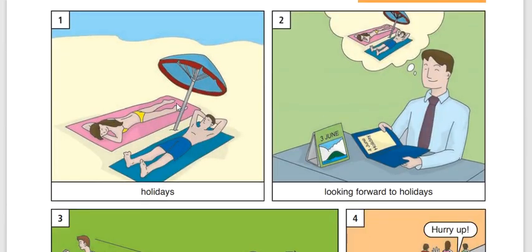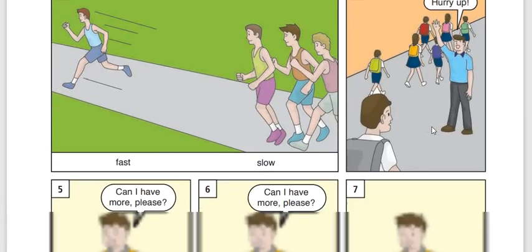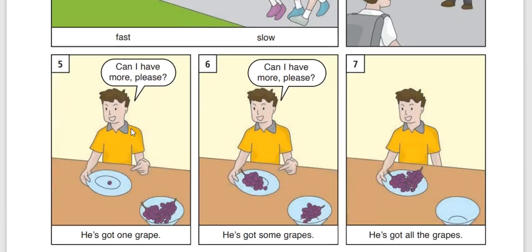Picture 1, holidays. Picture 2, looking forward to holidays. Picture 3, fast, slow. Picture 4, hurry up. Picture 5, can I have more please? He got one grape. Picture 6, can I have more please? He got some grapes. Okay, if you have more than one, then you can call it some. Picture 7, he got all the grapes.